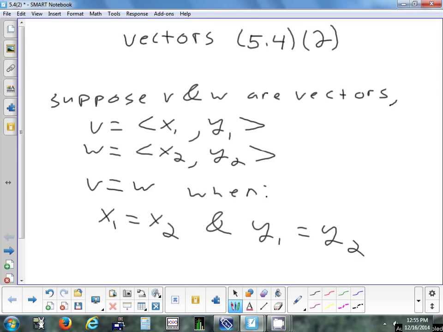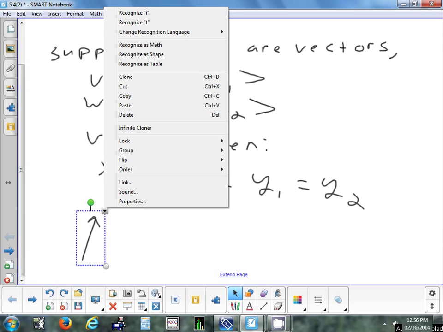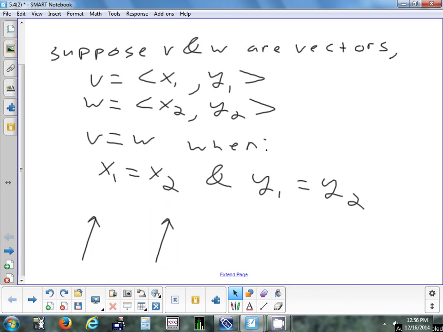Okay, so here's an example. Here's a vector. And I'm going to take that same vector and make a copy of it, but in a different spot. Those vectors are equal. They're not in the same spot, but they are equal. Another way of saying they're equal is they have the same magnitude and the same direction, but they don't have to start and stop at the same initial and terminal point. All right, any question on what it means for vectors to be equal?